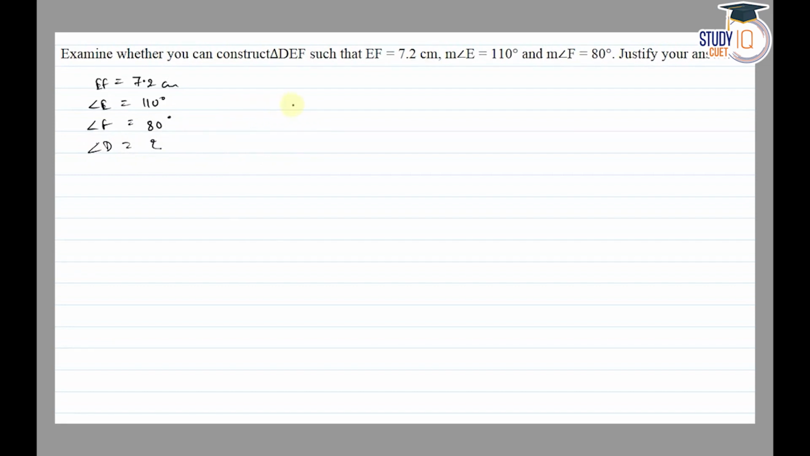So according to the angle sum property, the sum of all interior angles of a triangle is equal to 180 degree. So angle E plus angle F plus angle D is equal to 180 degree, and angle E हमें given है 110 plus F given है 80, and D हमें find out करना है. So angle D is equal to 180 minus 190.